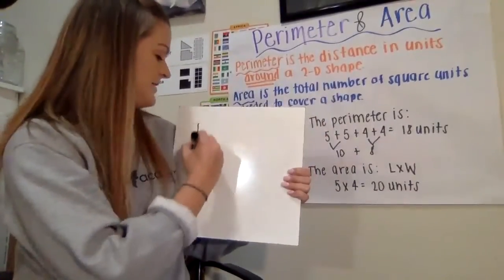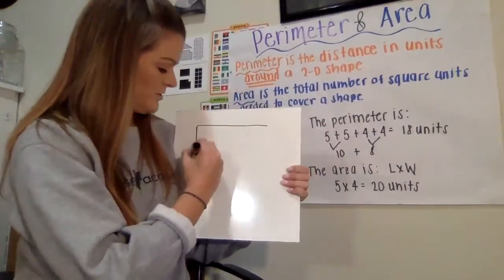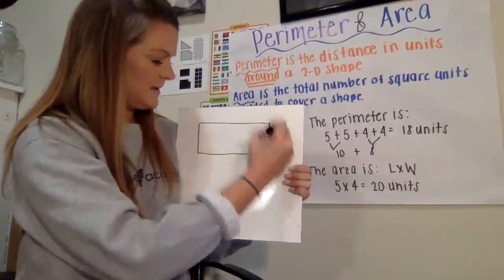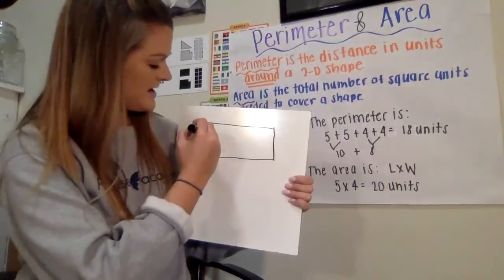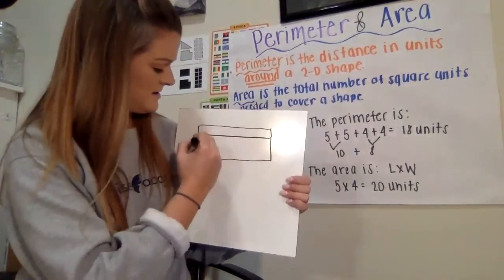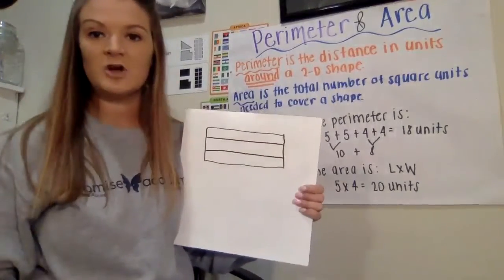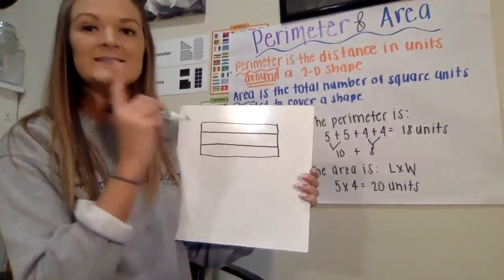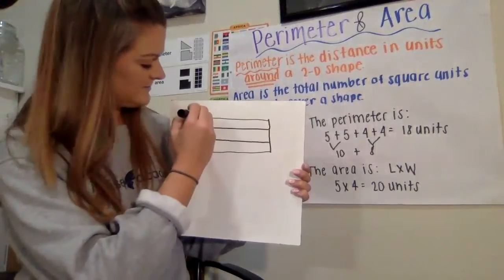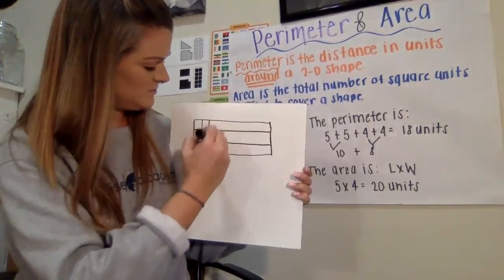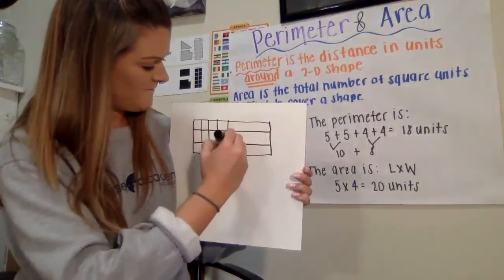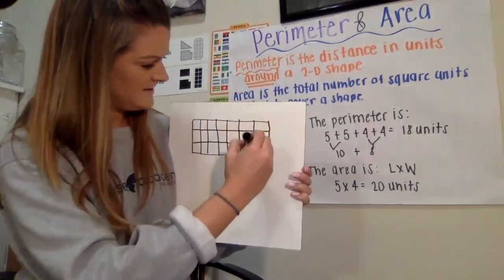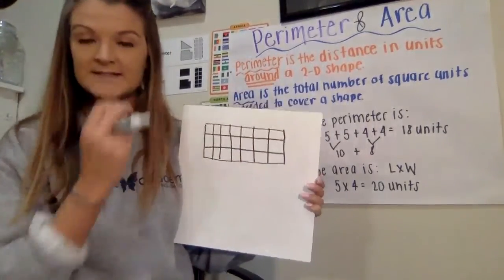I'm going to draw a shape and you can draw it on your board or your paper too. So I'm going to draw a rectangle and I'm going to partition it into thirds by drawing 2 horizontal lines. And then I'm going to draw 6 vertical lines. 1, 2, 3, 4, 5, 6. So it looks something like this.